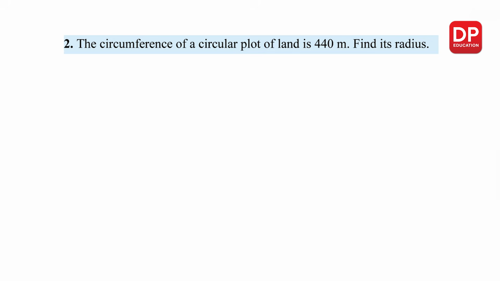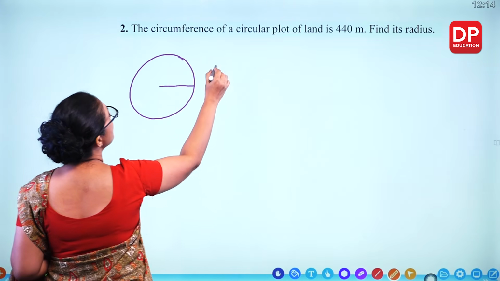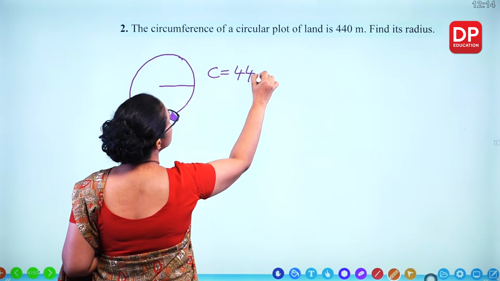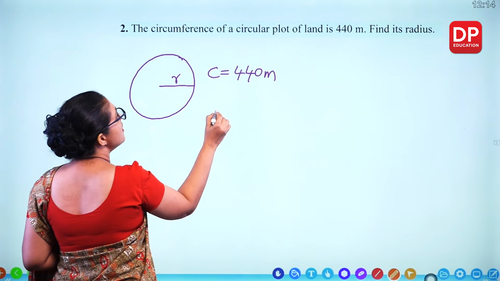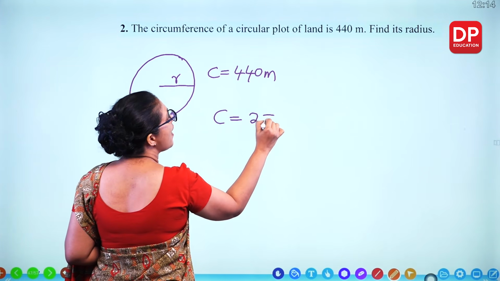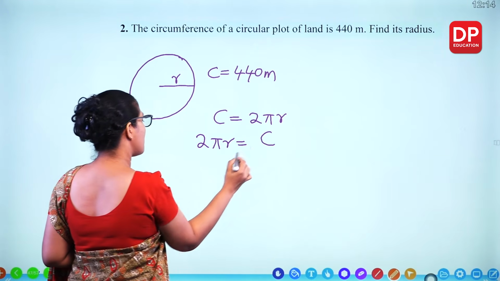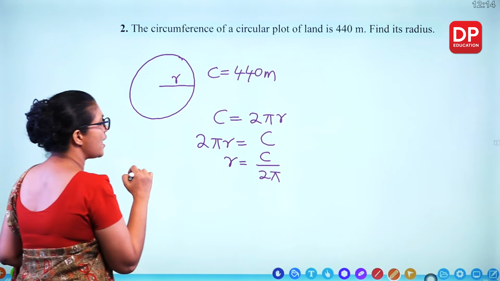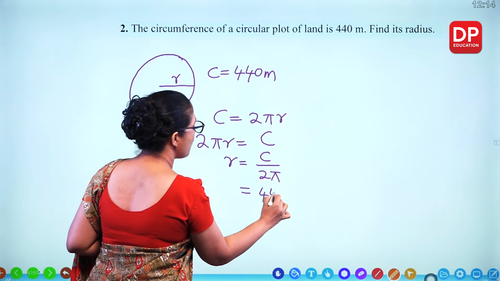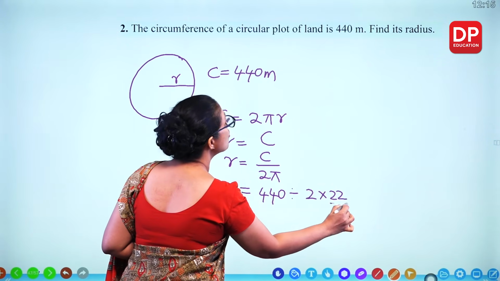The circumference of a circular plot of land is 440 meters. Find its radius. So circumference is given, 440 meters, and you are asked to find out the radius. So what's the formula? Circumference is 2 pi r. You need radius, so I can write 2 pi r equals circumference. So what is r? Circumference divided by 2 pi. Circumference is 440 divided by 2 times pi. Pi is 22 over 7.